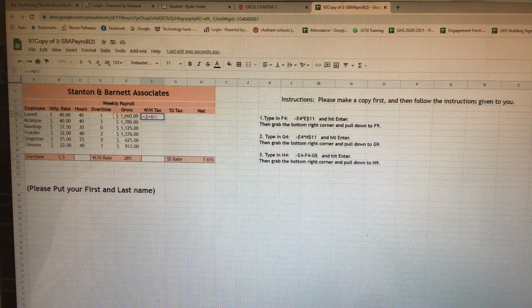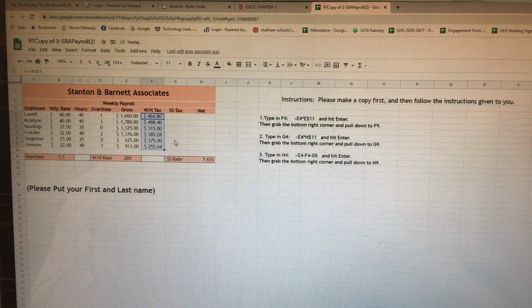And then I notice I did not put E here. So I have to have E. That's important. You'll see why here in a second. So when I hit enter, it's going to render something like this. And the reason why is because I need this to say E4 times E$11, because that's exactly what I have. Now I grab the right hand corner and I pull it down.